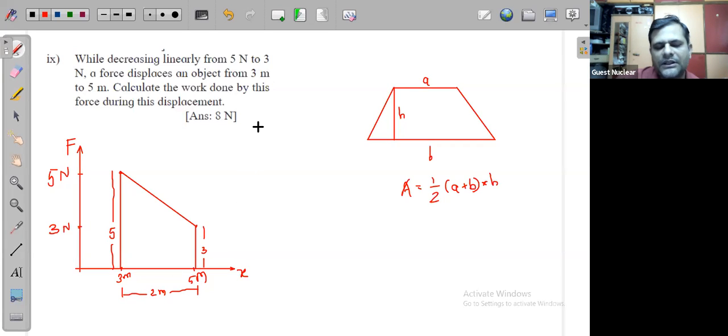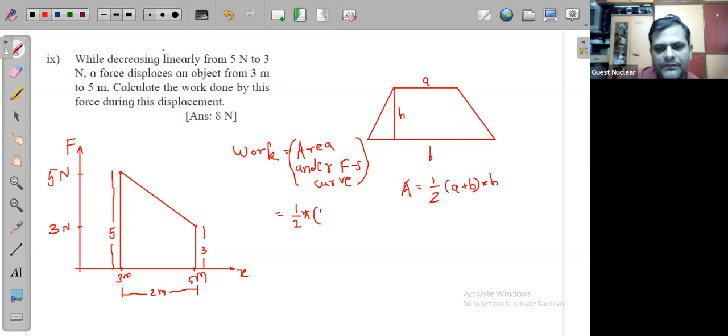Then we can get the area, or we can say that the work done by the force is always equal to the area under the F-s curve or graph. Okay, work done is always equal to the area under the F-s graph. So now, to find this area, we can consider it as a trapezium and get its area as half of the sum of parallel sides, that is 5 plus 3, multiplied by the height of this trapezium, which is going to be 2 here.